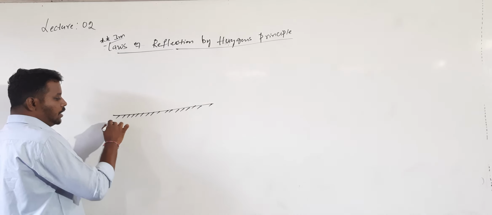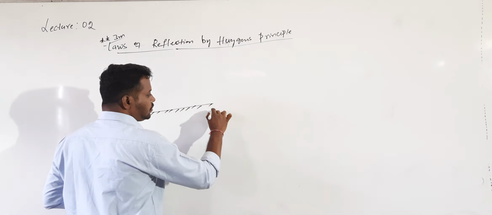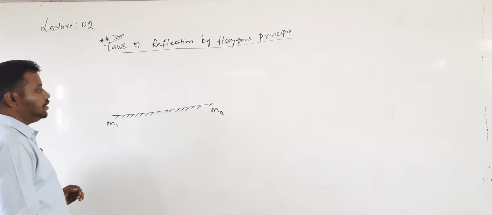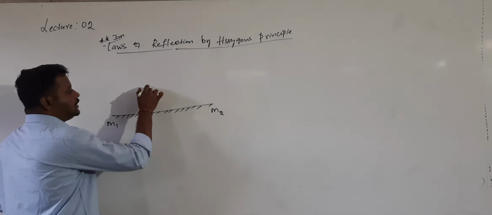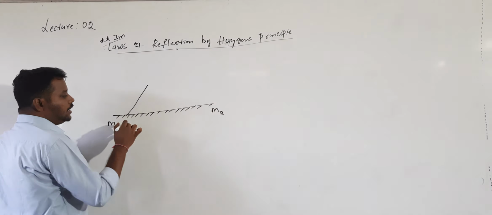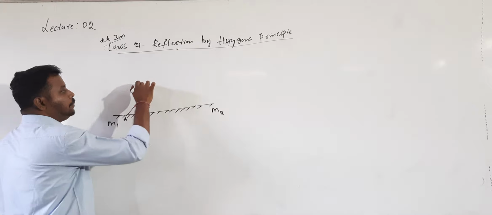Let me consider one mirror, M1 and M2, the reflecting surface. Let us consider one plane wavefront incident on this mirror. Let me consider one plane wavefront, and the name is A.